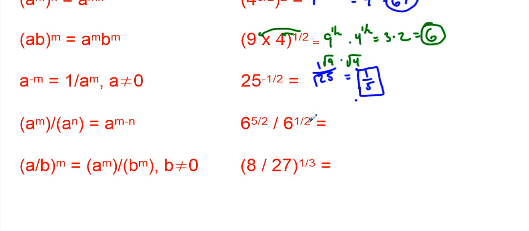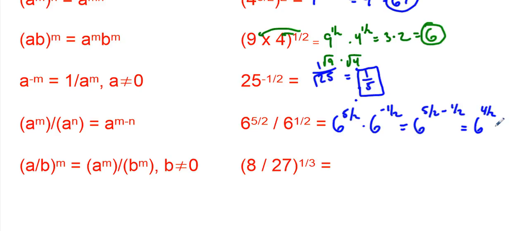Continuing down, if we have values that are in the denominator, once again, we can switch these up and write them as negative exponents. So we have 6 to the 5 halves. I'm going to multiply that by 6 to the negative 1 half, because that will bring it up to the numerator. So because they are the same base, I'm now going to add my exponents together. So it'll be 6 to the 5 halves minus 1 half, which gives me 6 to the 4 halves power, which is then 6 squared, which will give me 36.